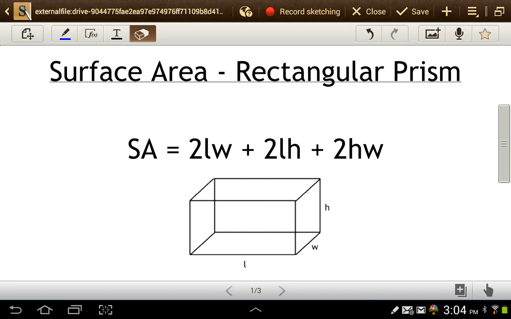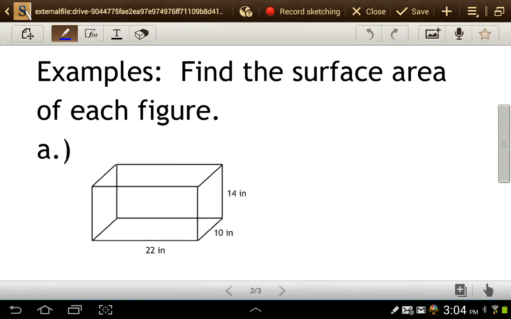So it's 2 times the length times the width, plus 2 times the length times the height, plus 2 times the height times the width. My suggestion is that you label each part before you start the problem. Okay, I have 2 examples. Here's our first example. In our first example, I'm just going to label my length, my width, and my height first. So length, width, and height. That way I know when I'm using my formula that I'm staying consistent within my problem.